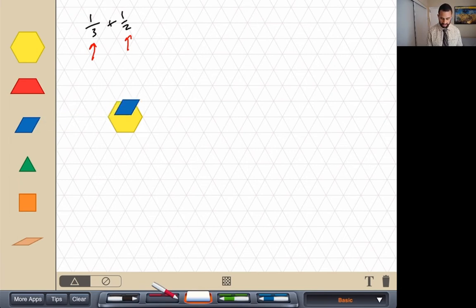Thirds are easy to see because this rhombus represents a third. Let me erase this. There we go. So this particular emulator lets you pull things out, and then if you click on it, it gives you some nicer options.